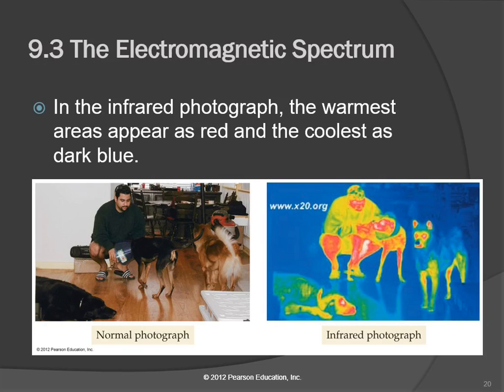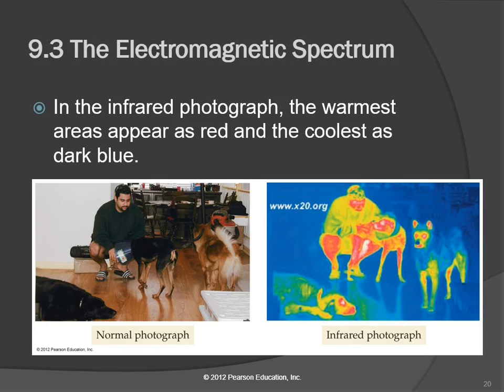So here's a normal photograph of a guy with his dogs, and then here's an infrared photograph. We see that the warmer areas are red and the cooler areas are blue. And look, a dog's nose is cool. There's his nose, it's blue. His eyes are red, his ears are red. And this can enable people to see in the dark. Now, can you see everything? No, but you can see warm objects.